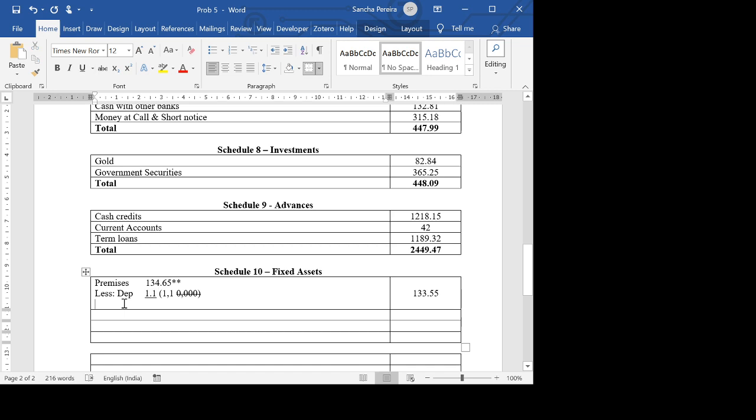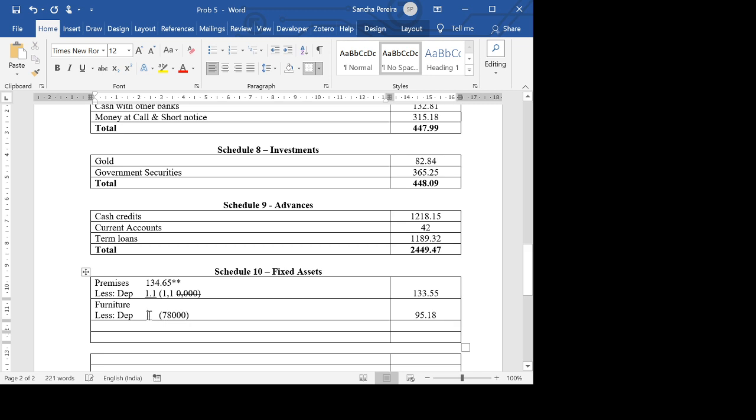Similarly for furniture as well. The same thing we do for furniture. We know the outer figure. What is the outer figure of furniture? 95.18. Depreciation also is told to us. The depreciation is 78,000. Can anyone tell me what will be the figure here?